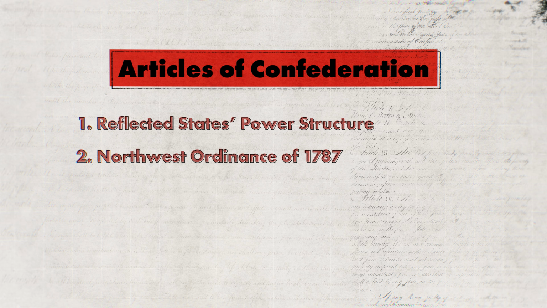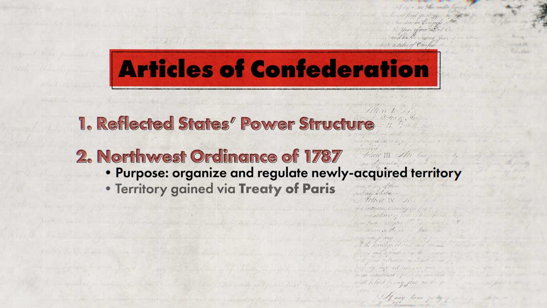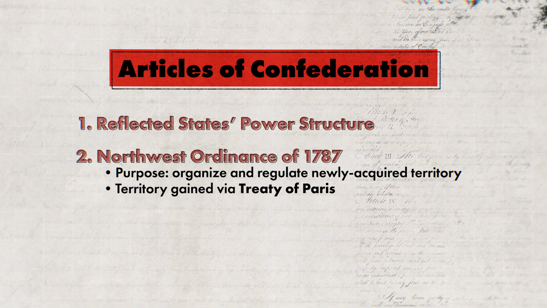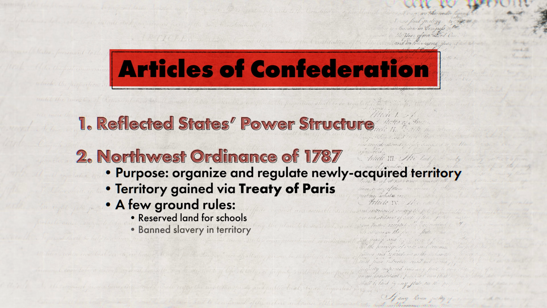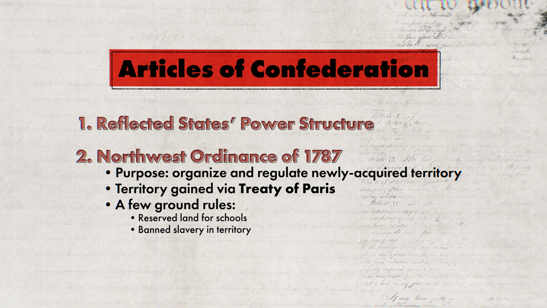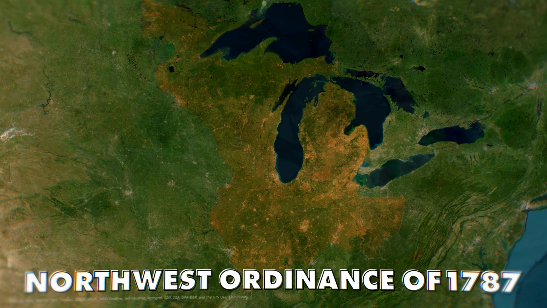You see, the purpose of this ordinance was to organize and regulate the vast and unsettled Western territory that had come to the United States as a result of the Treaty of Paris. And so, not only did the ordinance mandate that land be reserved for schools, but it also banned slavery in the territory. Additionally, it laid out the rules that dictated how territories in the Western region could become official states. And it worked marvelously.